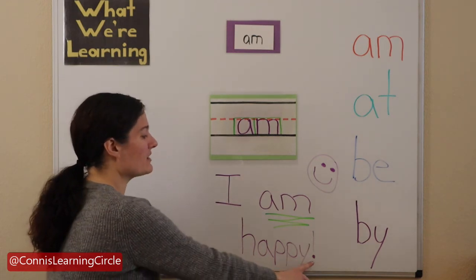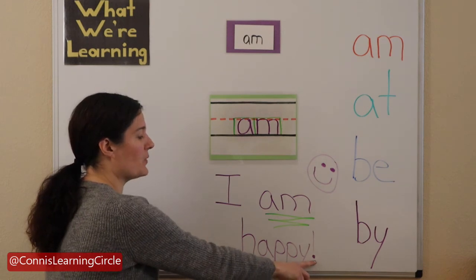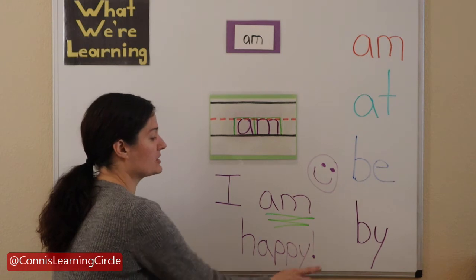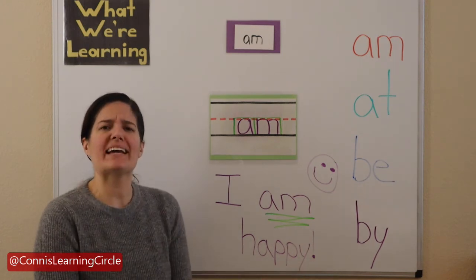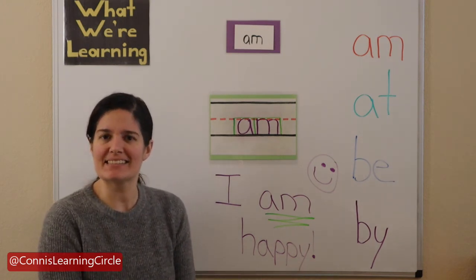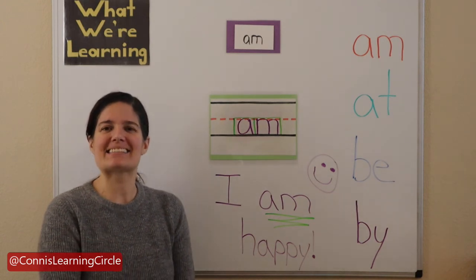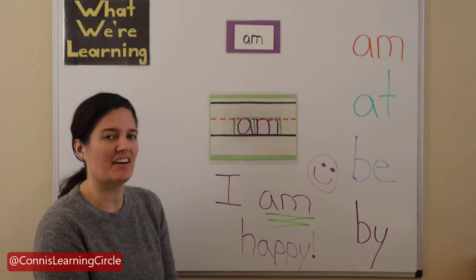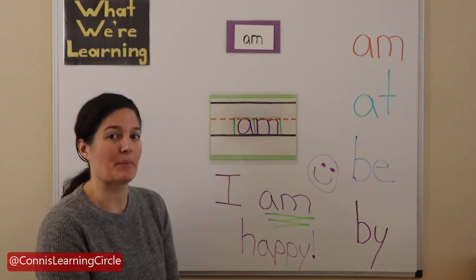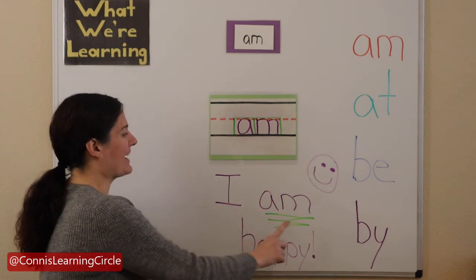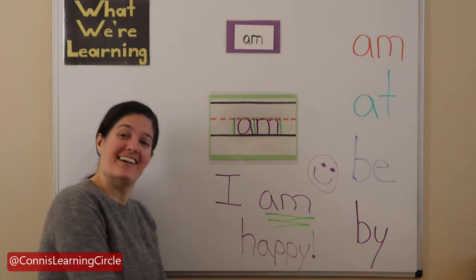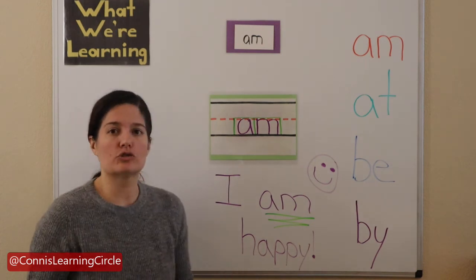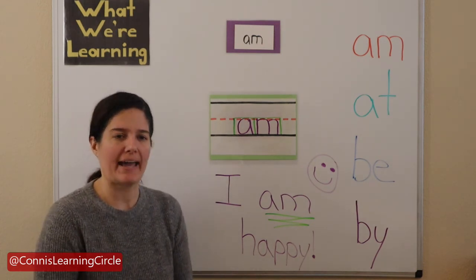That's right. We are using an exclamation point at the end of this sentence. We're not using a period. We're using an exclamation point. And that means that we have to say this sentence with excitement. Very good. All right. So let's get ready to reread our sentence with excitement. Here we go. I am happy! Very good. Awesome job. We have learned so much about our word am.